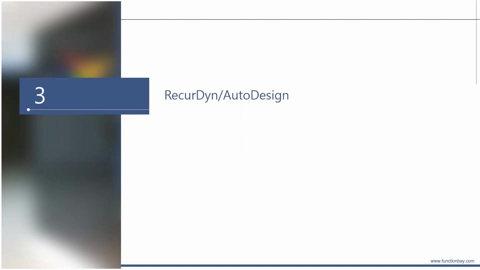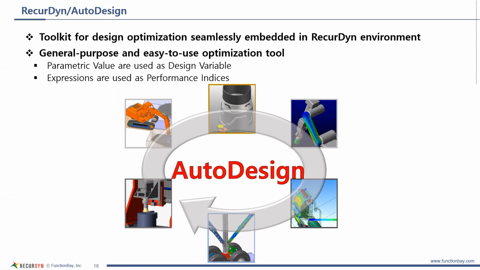I would like to discuss RecurDyn AutoDesign, which is a toolkit used for design optimization. The RecurDyn AutoDesign toolkit is embedded in RecurDyn. It is a general-purpose optimization tool that is very easy to use. The parameters defined using parametric values can be used as design variables, and the expressions are used as performance indices.